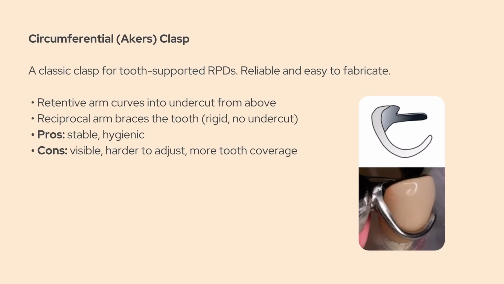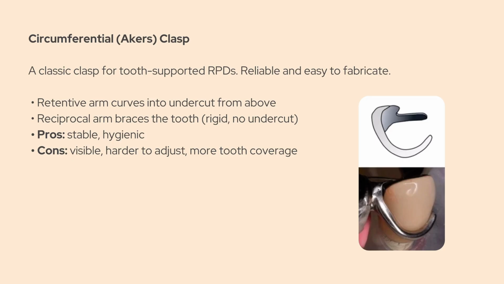The classic go-to in these cases is the circumferential clasp, sometimes called the Akers clasp. It's simple, super reliable, and pretty easy to fabricate. So the retentive arm curves from above the height of contour down into the undercut, and the reciprocal arm sits across from it to brace the tooth. Ideally, that bracing element shouldn't engage any undercut. It needs to stay rigid.